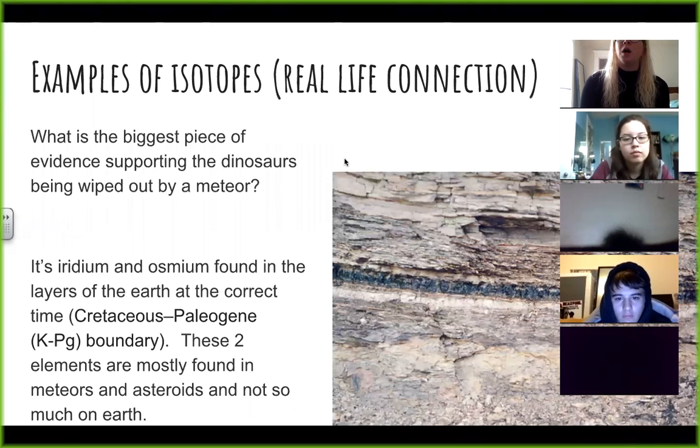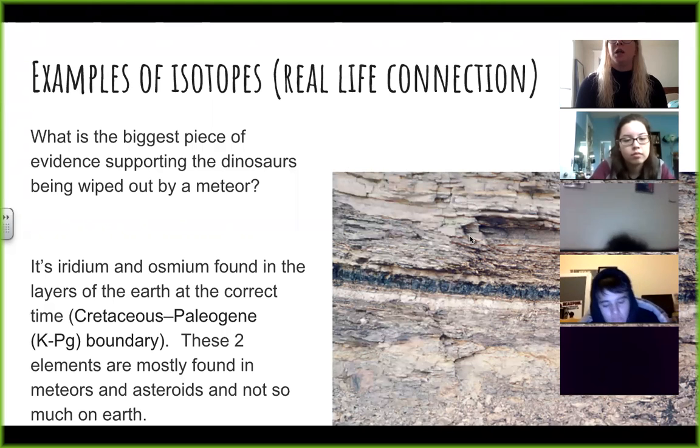So examples of isotopes, right? Just because really we want to be thinking about, well, why do we even care about isotopes? Well, they're actually used in a bunch of different science, especially in research, right? So here's an example of them being used in archaeology and geology.